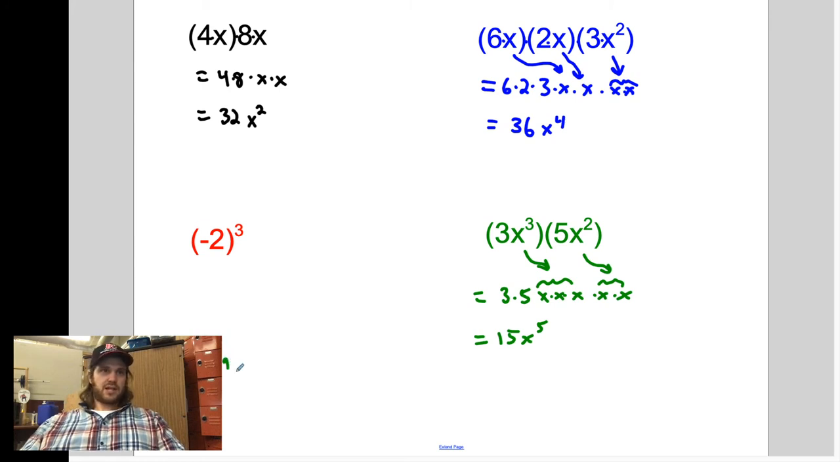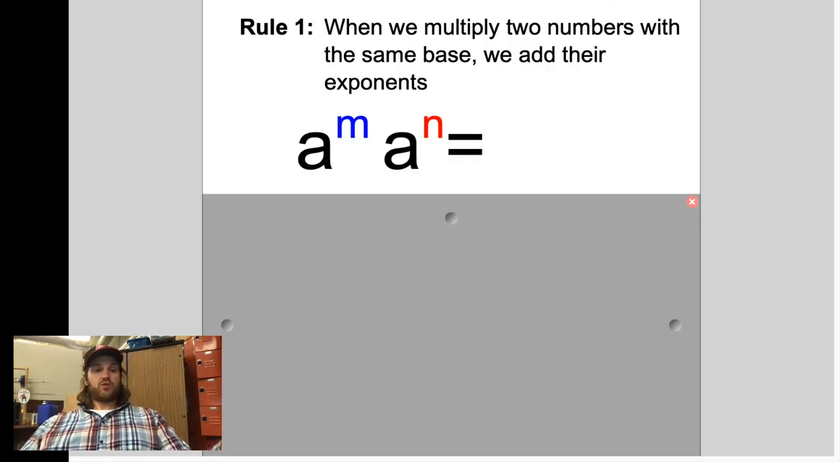x to the 19th times x to the 25th, okay? I do not expect you to write out 19 x's and 25 x's. That is a waste of your time. So instead, we're going to use this rule.